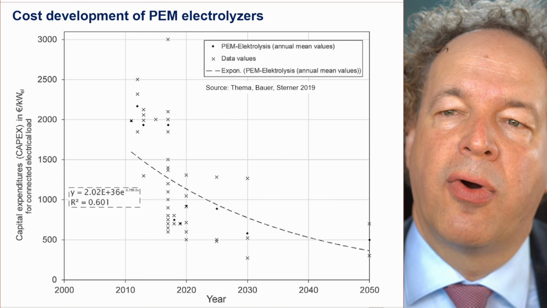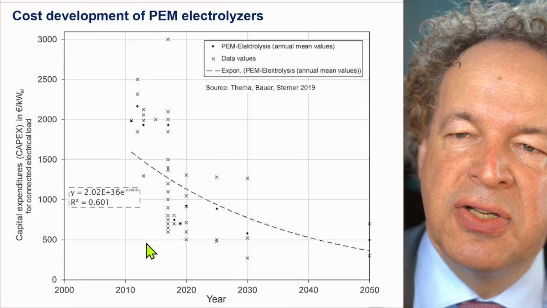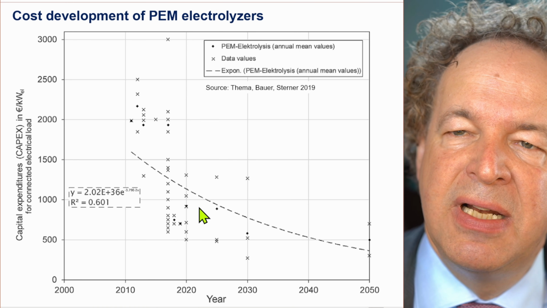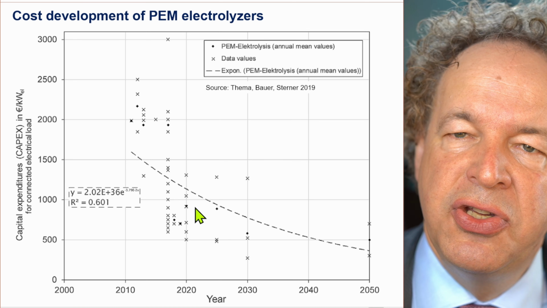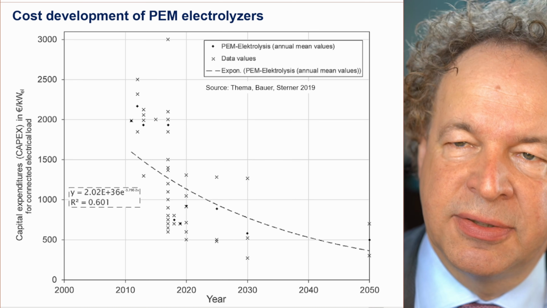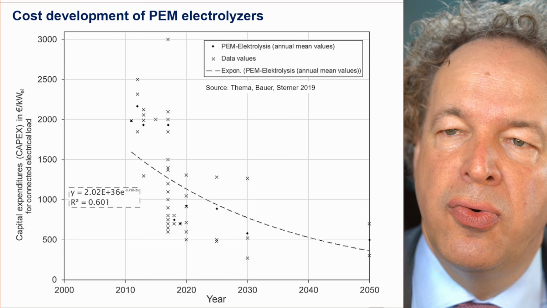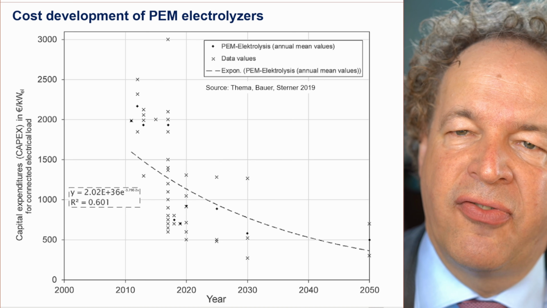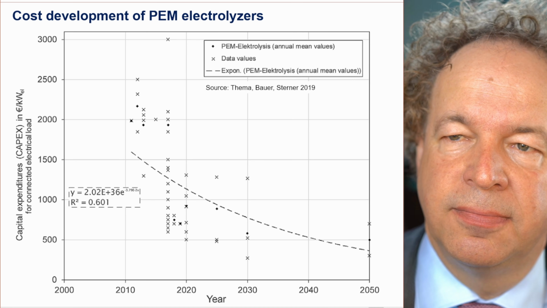Here the same for PEM electrolyzers. Also today we are in the vicinity, a bit higher than the alkaline electrolyzers, of 800 euro per kilowatt. And it's also to go down below 500 euro per kilowatt soon.